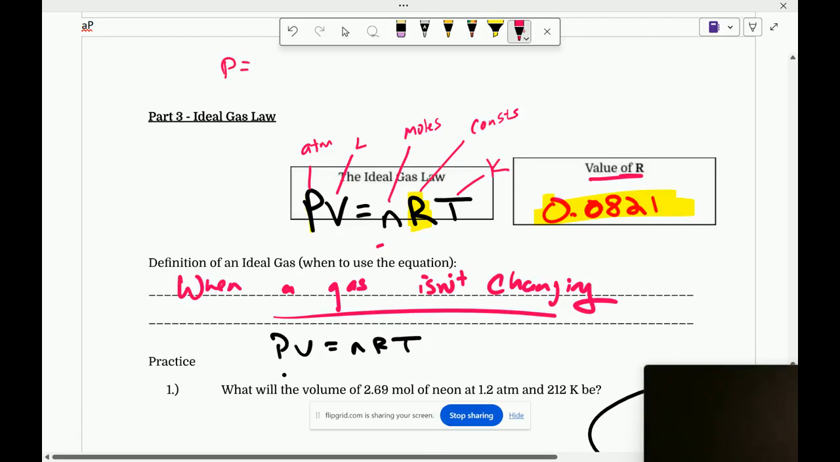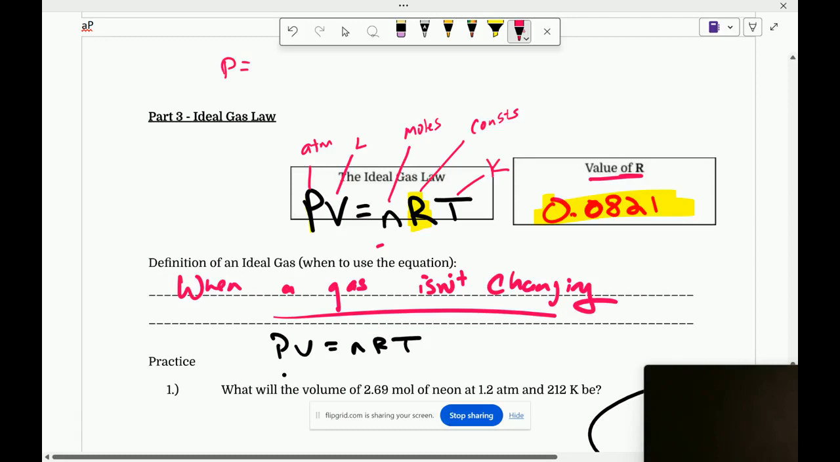Okay, so volume is equal to how many moles? N is moles, 2.69, times, what's R? What is the value for R? You'll always have it, which is 0.0821. Where did you get that? I got that number from there, right? It's always going to be that. It's a constant. Times temperature, which is 212, divided by pressure, which is 1.2 atm.